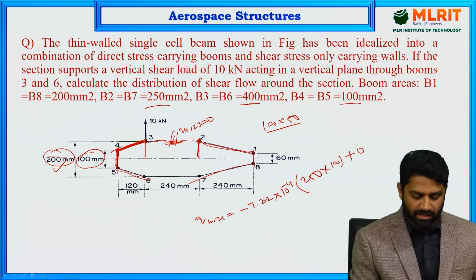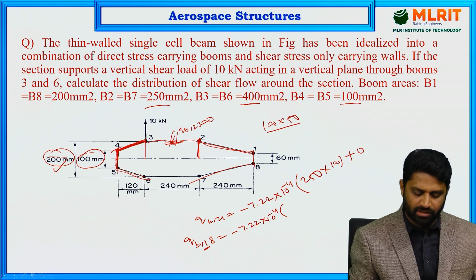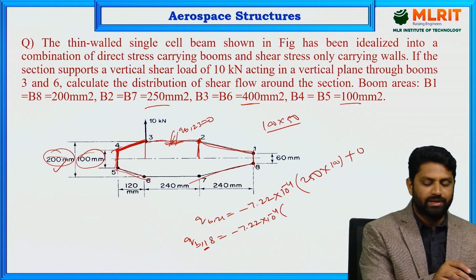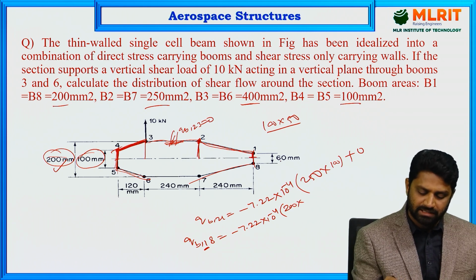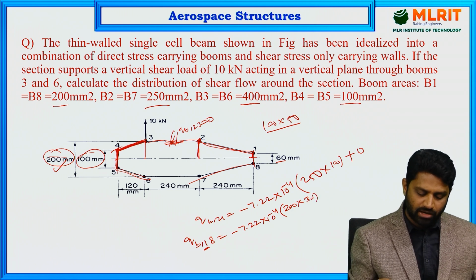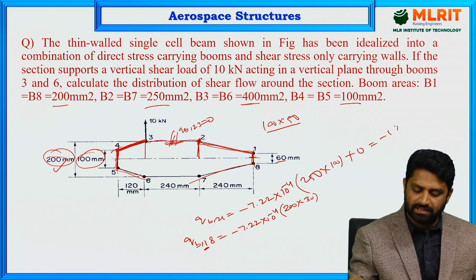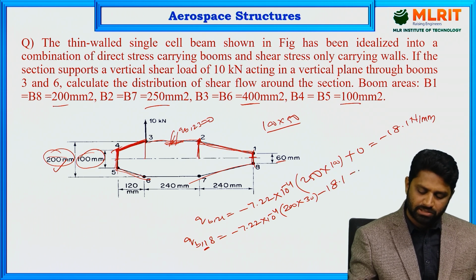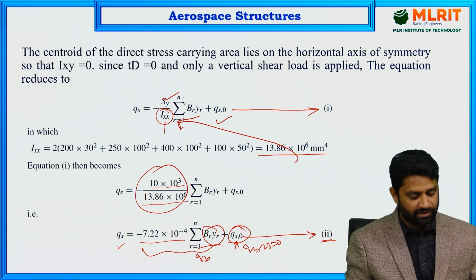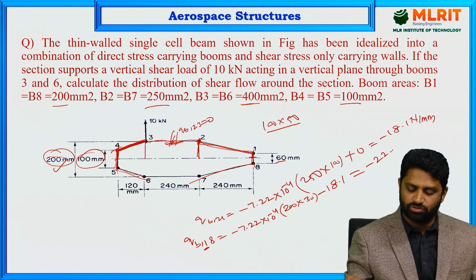Now similarly, let's write the next one, that is QB18. QB18 we write as it is, minus 7.22 into 10 to the power of minus 4, into the boom area 1 and its respective y distance. Boom area 1 is 200 mm square, and the respective y distance of boom 1 from here to here is half of this value, that is 30 mm. For 1-8 the starting shear flow would be 1-2, that you have to add. 1-2 we got minus 18.1 Newton per mm, so you add that as it is. In this way you get QB18, which is minus 22.4 Newton per mm.